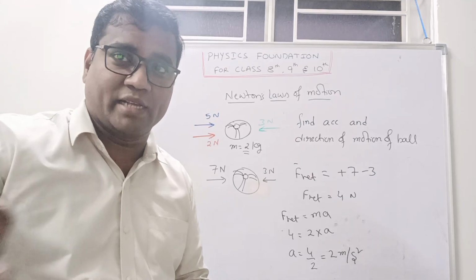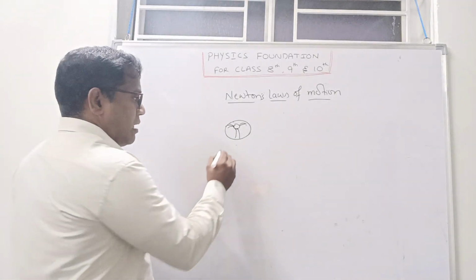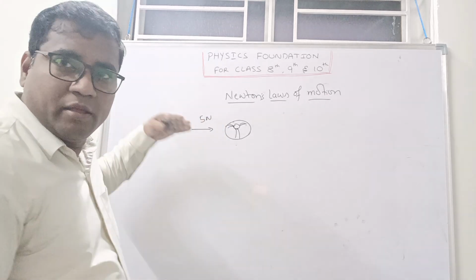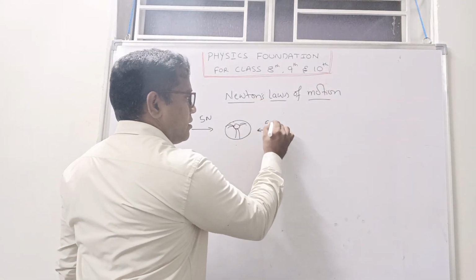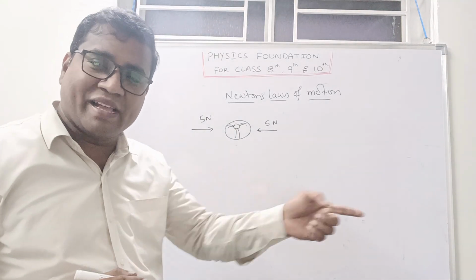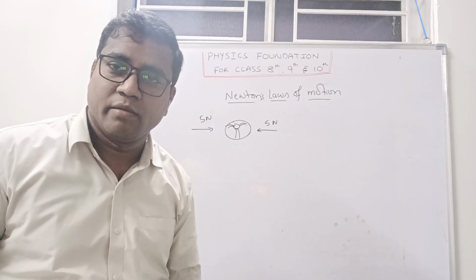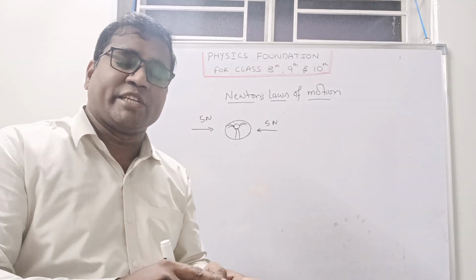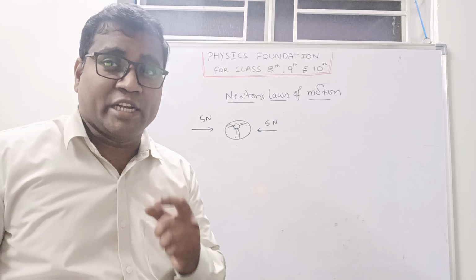Try to understand. Very important example, right? See here, a ball is there and in this direction 5 Newton is acting, 5 Newton along the positive x-axis. Here also 5 Newton along the negative x-axis. Now you tell me, will the body accelerate? Whether the body will accelerate or not depends upon the net force acting on the body.